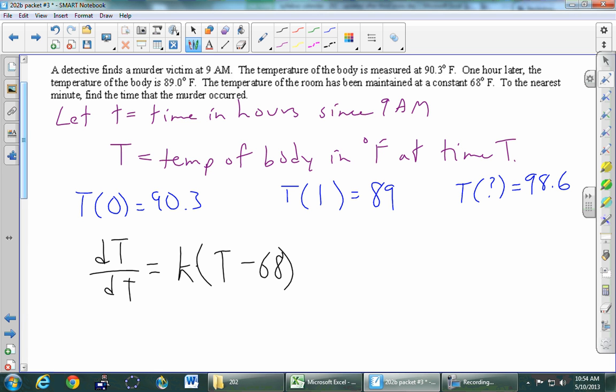It's capital T. That's our name for the changing temperature of the body, right? So there you go. That right there is a differential equation because it's an equation that involves derivatives. Happens to only be one derivative, but there could be several.